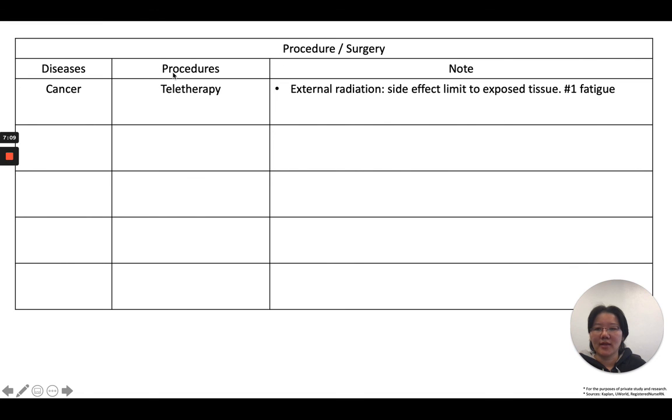This time it's the procedures rather than diagnosis. For example, you write down the disease and then the procedure, and then take notes of what the NCLEX RN question will most likely test you on.